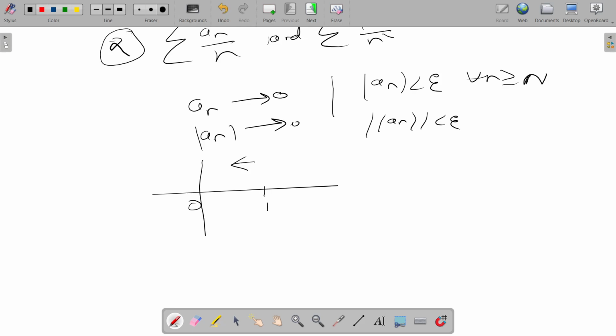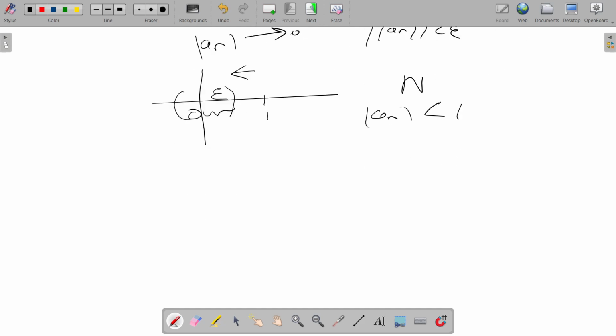After finitely many terms, let's say after capital N terms, mod a_n will be less than 1. It has to be less than 1 because it tends to 0, right? We can take any neighborhood, and infinitely many terms will be in that epsilon neighborhood. So for a certain finite number of terms, mod of a_n is less than 1. We can choose any epsilon and get a corresponding capital N. So yeah, the usual stuff. After finite terms, mod a_n is less than 1.